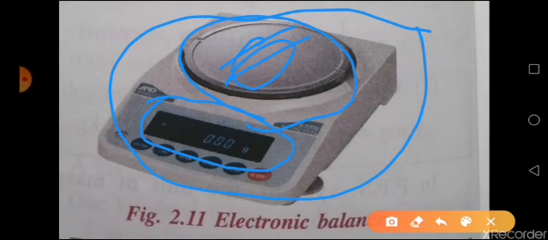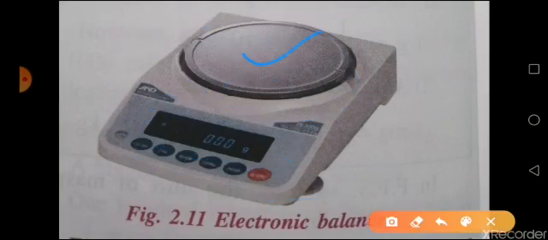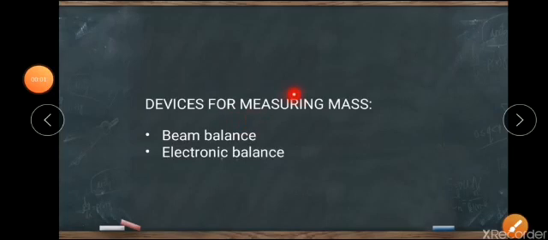Unlike your beam balance or your physical balance or your grocer's balance, it is not going to have any balancing pans. Instead you will keep the object you want to buy in this space provided, and whatever the weight is will be displayed here. How it works is that this electronic balance has a load cell inside it, which converts the load into electrical signals, and whatever the value is will be displayed here, right? So that is all about your beam balance and your electronic balance.